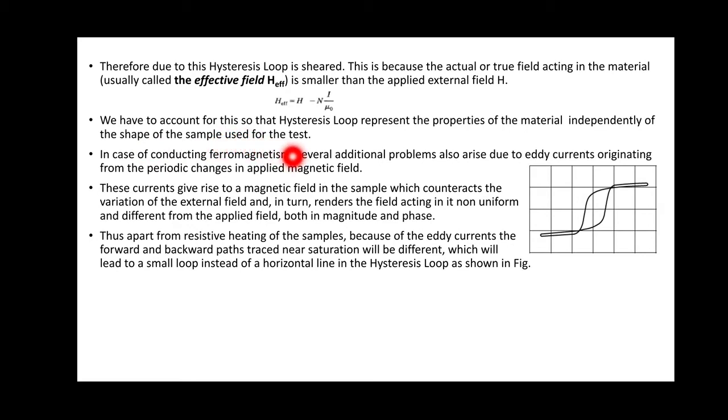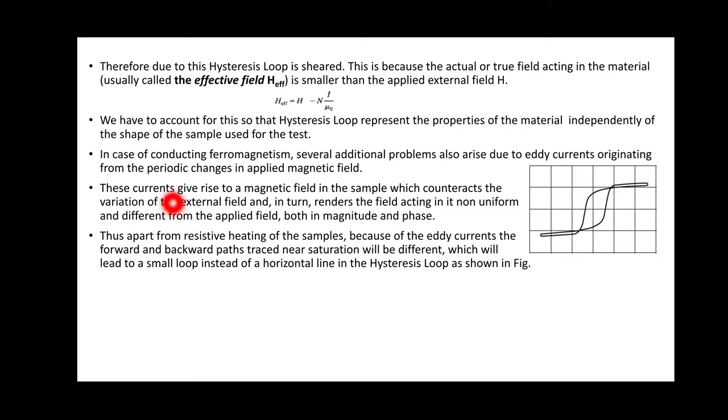In the case of conducting ferromagnetic material, there is a second factor which affects the shape of the hysteresis loop, which is eddy current. Due to the eddy current, several additional problems also arise, originating from the periodic change in the applied field.